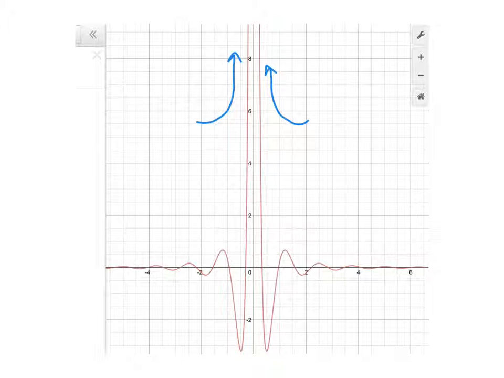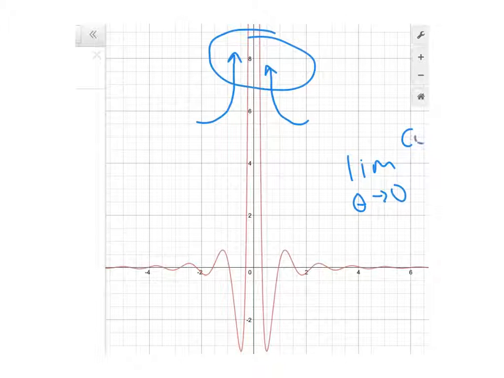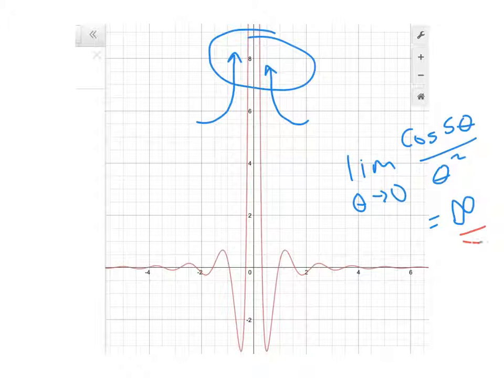So while we don't have a specific y value to name for this limit, what we can say is that the limit approaches infinity. And the notation that we use for that is limit as theta approaches 0 of cosine 5 theta over theta squared equals infinity. Keep in mind, infinity is not a number. It's the idea that this thing is shooting off in the positive direction, growing without bound.